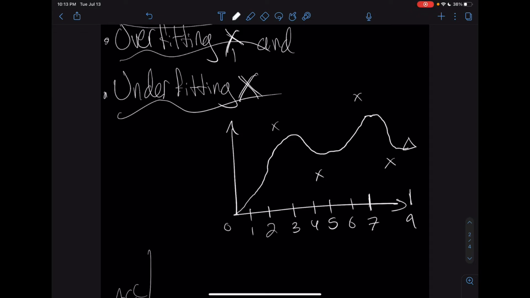Oh, look, we actually passed right through our brand new data point. Okay? The model didn't overfit because it's not matching exactly to where the data points are. And it didn't underfit. Let's see if I get rid of these dashes here.